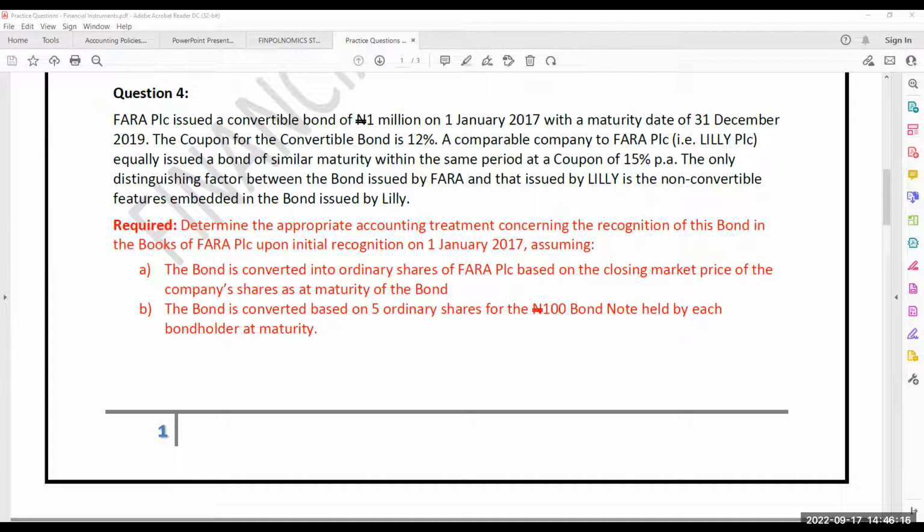Required, determine the appropriate accounting treatment concerning the recognition of this bond in the books of FARA PLC upon initial recognition on 1st January 2017, assuming A, the bond is converted into ordinary shares of FARA PLC based on the closing market price of the company's share as at maturity of the bond. B, the bond is converted based on 5 ordinary shares for the 100 naira bond notes held by each bondholder at maturity. Okay. Thank you very much.